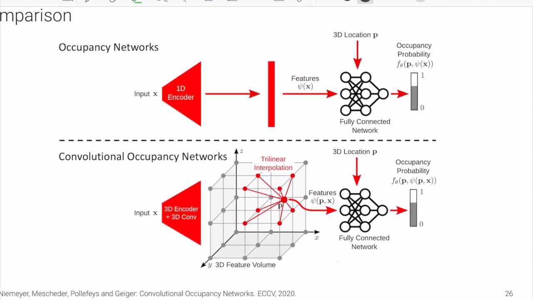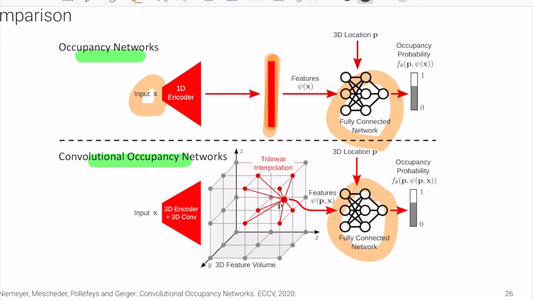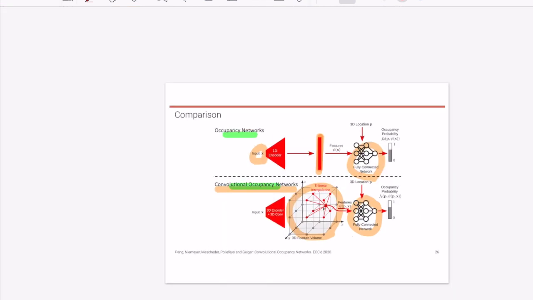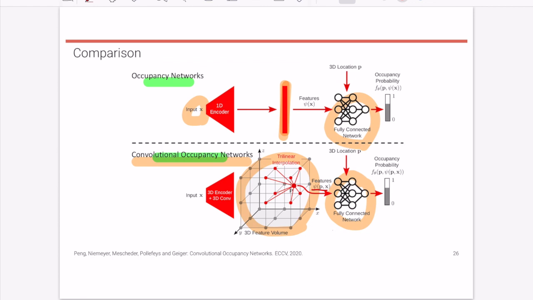In comparison of the occupancy network and convolutional occupancy network, of course, we require some neural network, because this is an implicit representation. But in occupancy network, we just project the input data to 1D vectors, so we lose some local detail. But in convolutional occupancy network, we extract a locally varying feature map. Then the feature is going to be aware of the 3D location, let's say P. So this is occupancy network versus convolutional occupancy network.